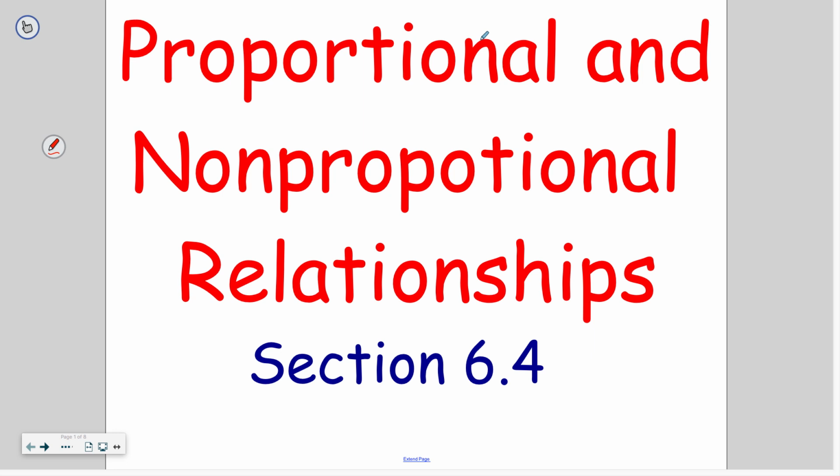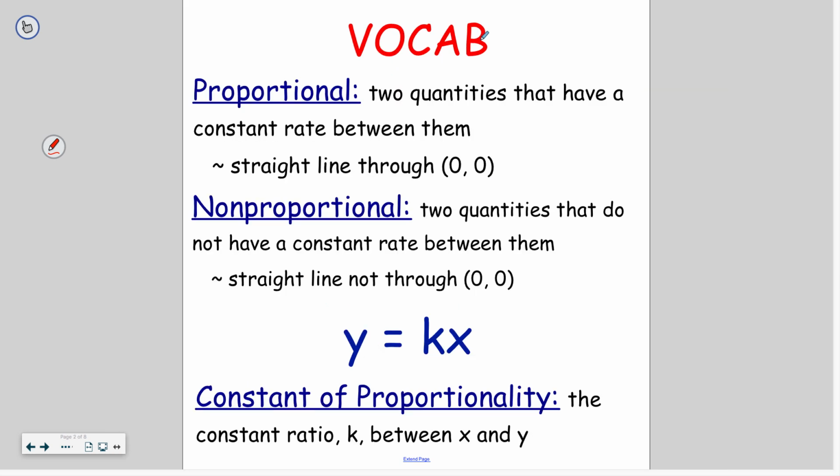Class, and welcome to today's lesson on section 6.4, which is about proportional and non-proportional relationships. Proportional relationships are two quantities that have a constant rate between them. When you put them on a graph, they form a straight line that goes through 0, 0, or the origin point. We'll talk about what this constant part means in a moment.